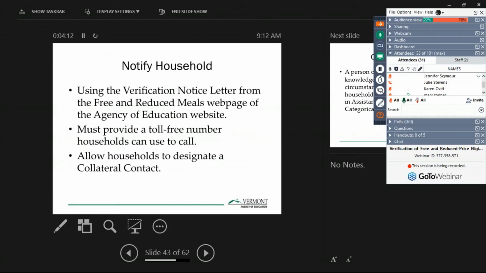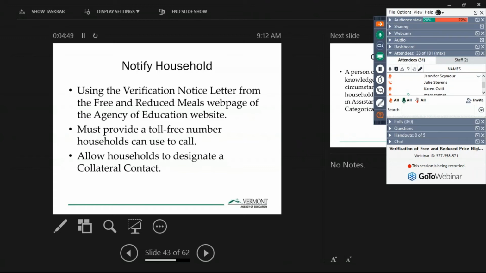Okay, so you have correctly figured out your sample pool, you've correctly determined your sample size, you've pulled your applications from your error-prone applications or randomly selected additional ones to make up that number. You have done your confirmation review. You have made sure that if there were any changes, you followed those steps appropriately. If you need to replace your applications, you can do that once your confirmation review has been done. And then your next step is to actually notify the household.